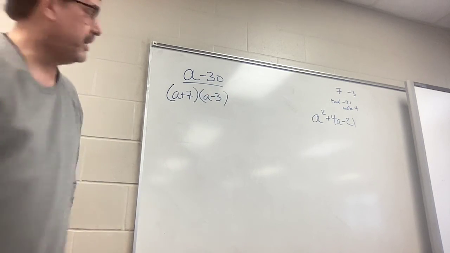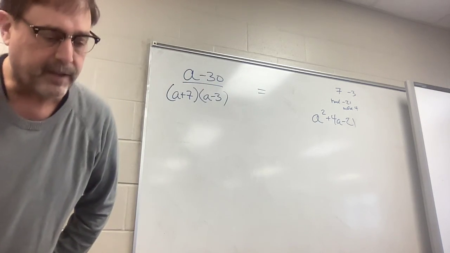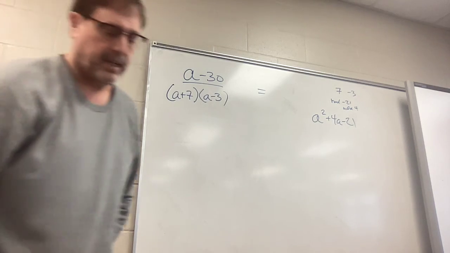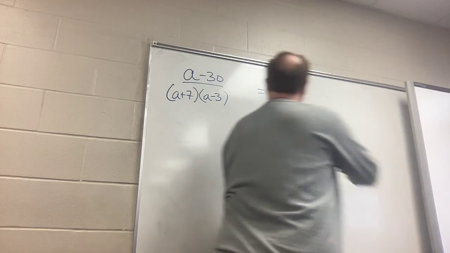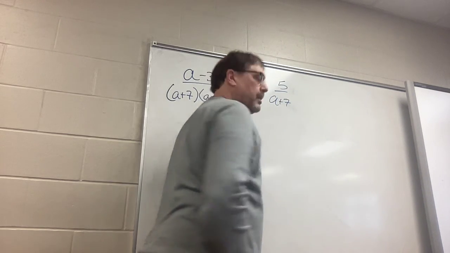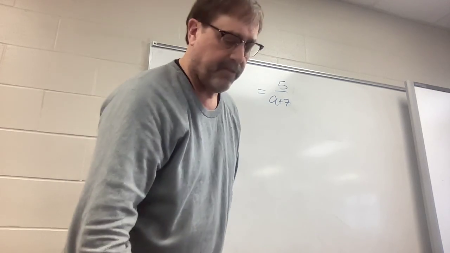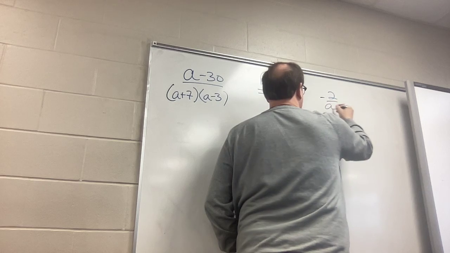All right, hint, better leave some room. All right, the next part is 5 over a plus, oh good, we're in good shape now. 5 over a plus 7. Leave some room, minus 2 over a minus 3.